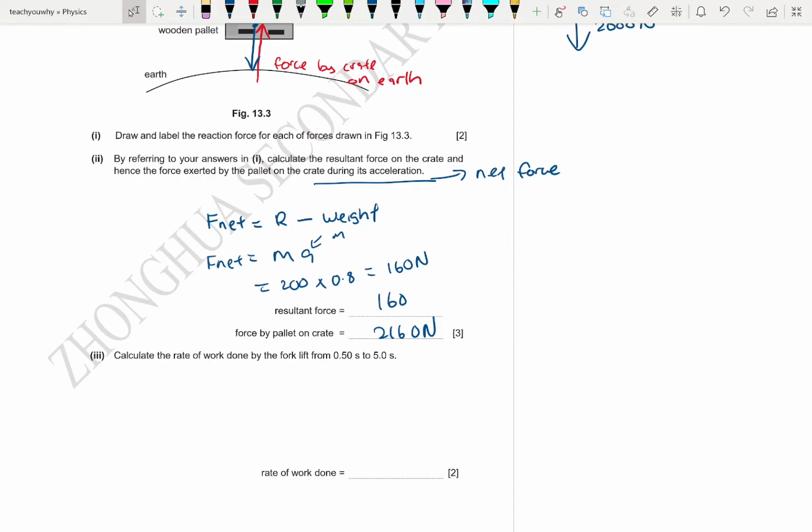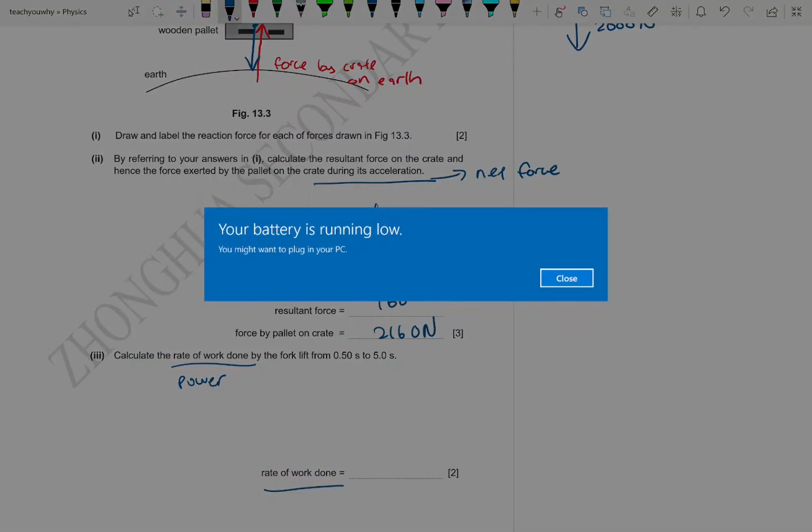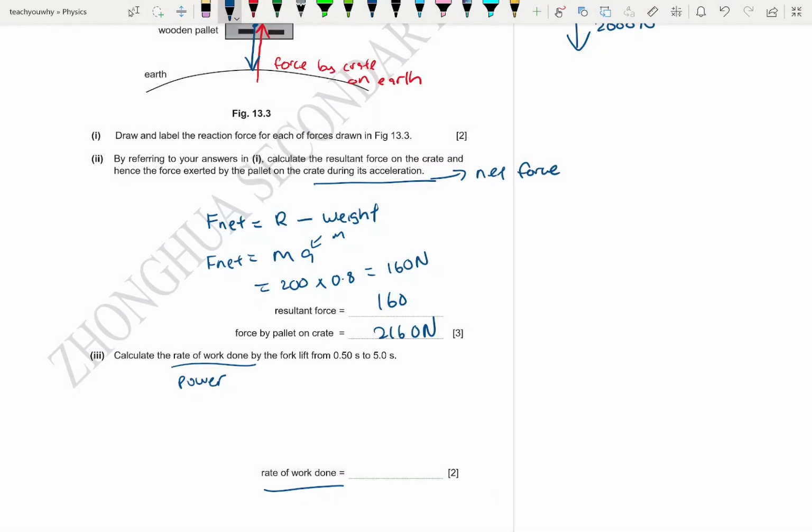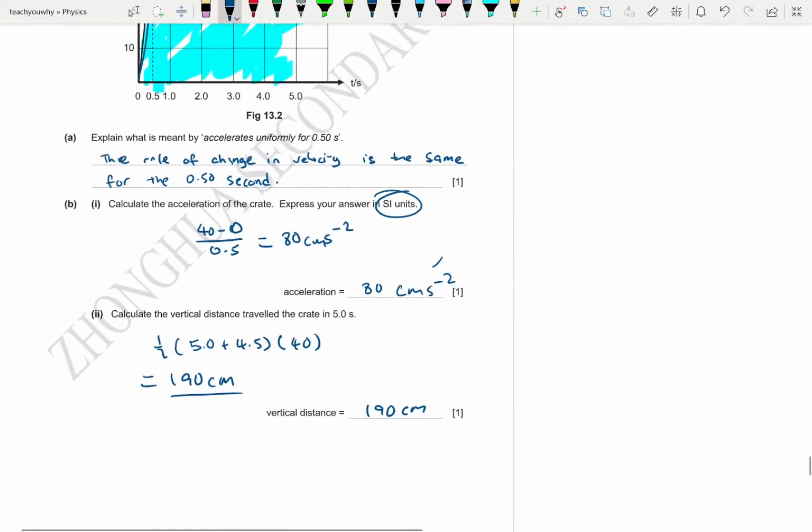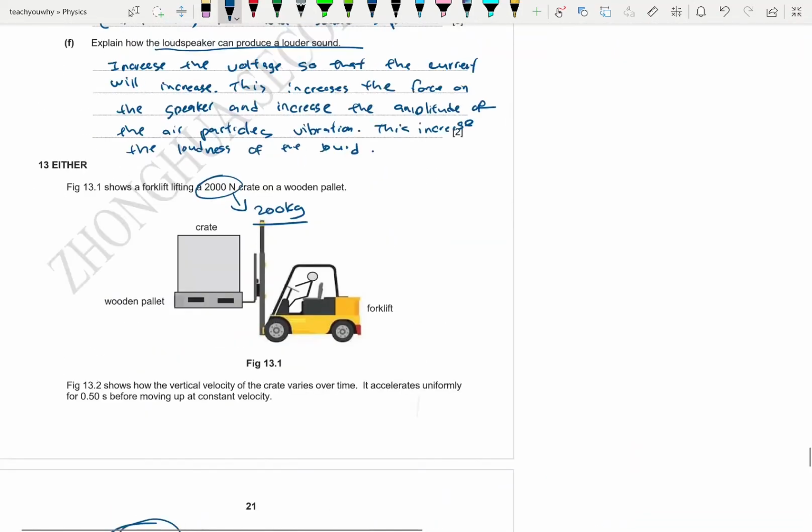Calculate the rate of work done by the forklift from 0.5 seconds to 5 seconds. Rate of work done. Trick: rate of work done means power. So rate of work done means power. So how do we calculate the power?